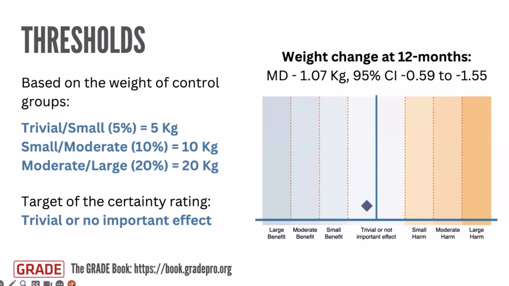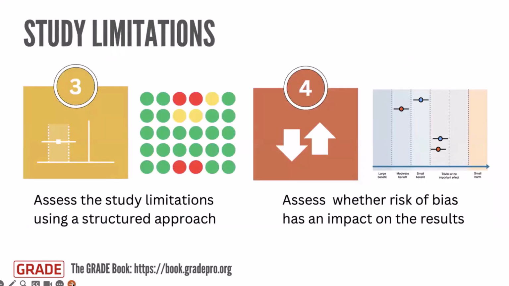Step 1, we set the threshold. Step 2, we see where the pooled estimate is, and then we decide to rate the certainty based on where the pooled estimate is. So now we're going to assess the study limitations first, and then assess whether there is a difference between the high and low risk of bias studies.